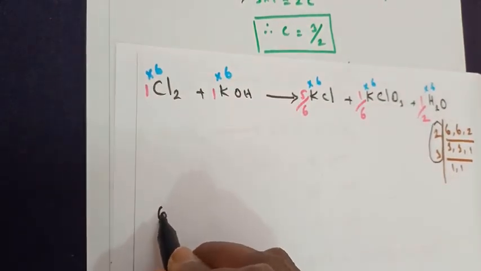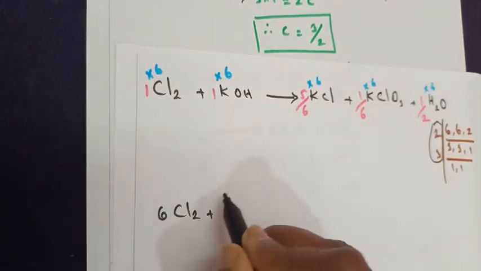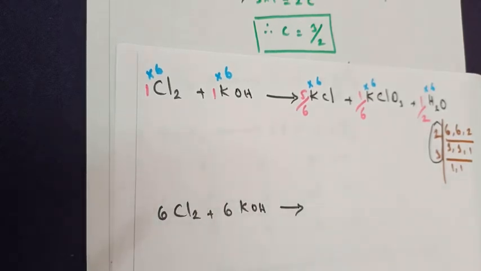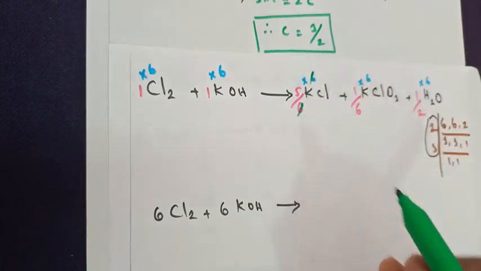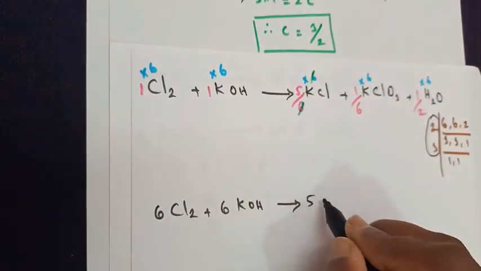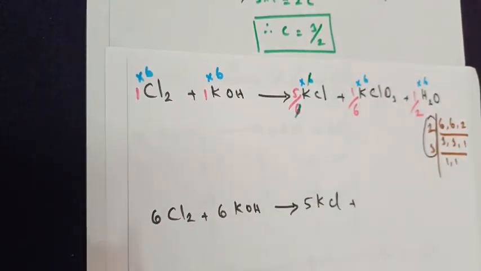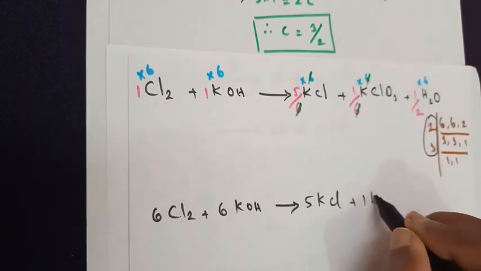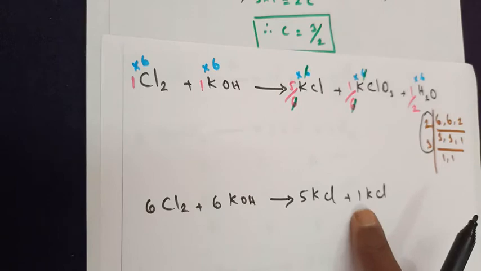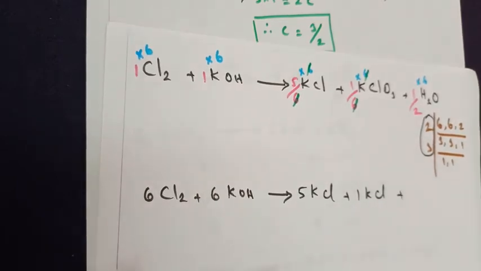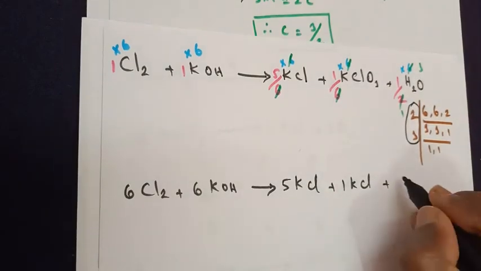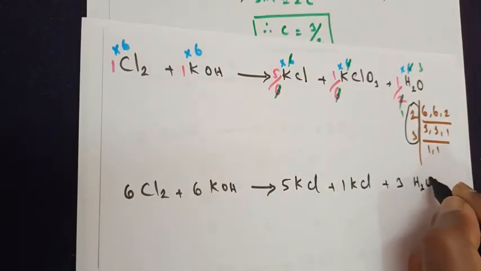So let me write 6 times chlorine plus 6 times potassium hydroxide. Please watch here, 6 and 6 get cancelled, so you get 5 times KCl. Remember, 6 and 6 get cancelled, you've got 1 time KClO3. Even if you don't write 1, it's understood. That's okay. If you look at it here, 2 1s are 2, 3s are 3, so you get 3 times water molecule.